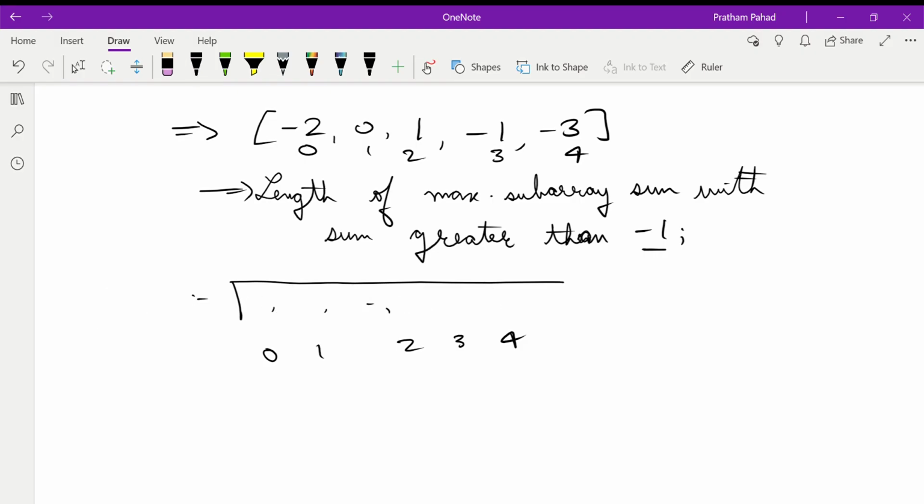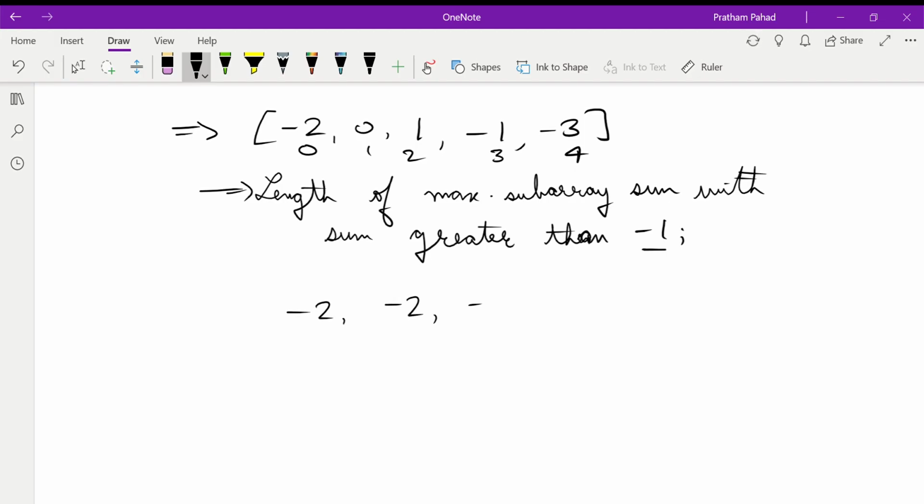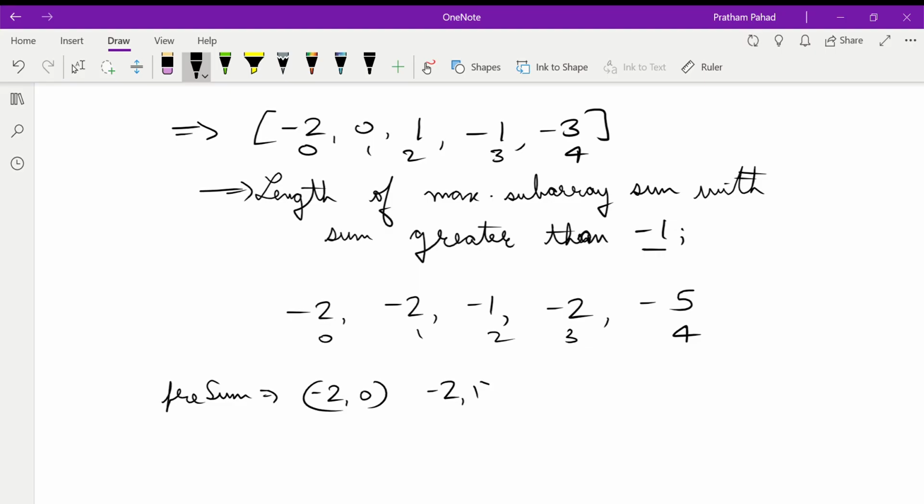Sorry, let's make the prefix sum again. -2, -2 plus 0, -2, -1, -1, -2, and it will be -5. 0, 1, 2, 3, 4. So we'll make the array of type pairs. We'll store the pairs in our prefix sum, like -2, 0, -2, 1, -1, 2, -2, 3, and -5, 4.